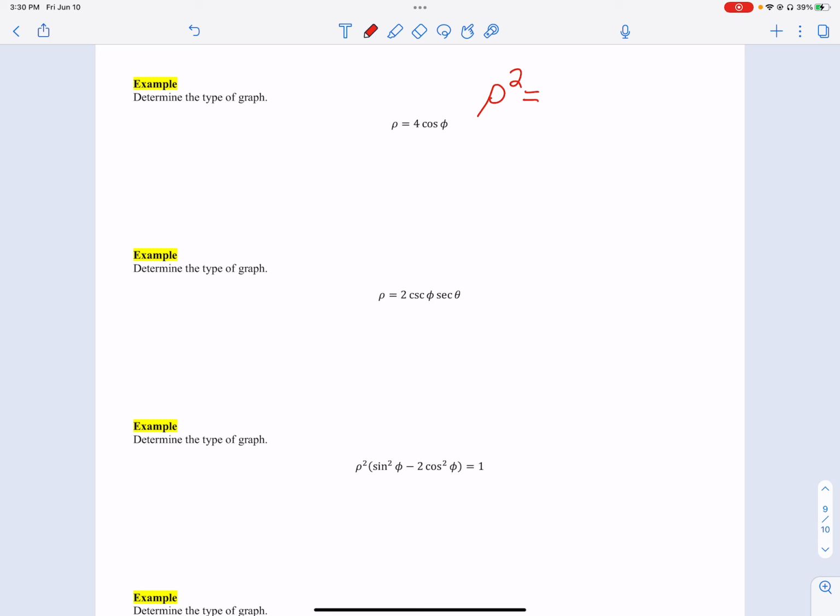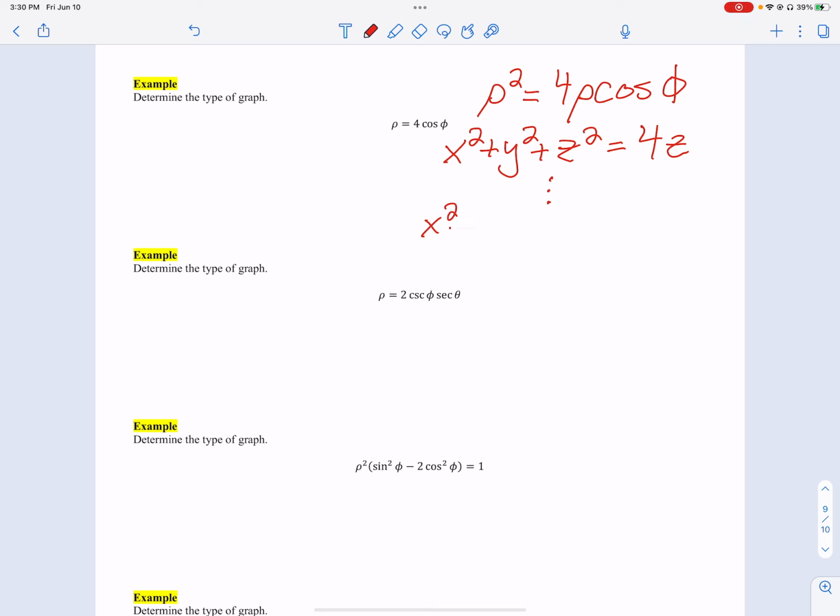All right, so if I multiply both sides by rho, not squared, I know it feels like we're squaring, but I'm going to multiply it by rho. We get 4 rho cosine phi. I replace rho squared with x squared plus y squared plus z squared. I replace rho cosine phi with z. That's a conversion. And then I can do that same completing the square. And what happens here is we get x squared plus y squared plus z minus 2 squared equals 4. This is a sphere. All right, let's just shift it over.